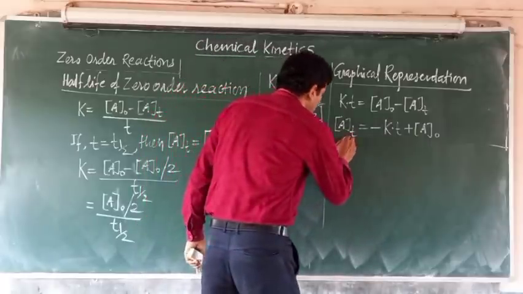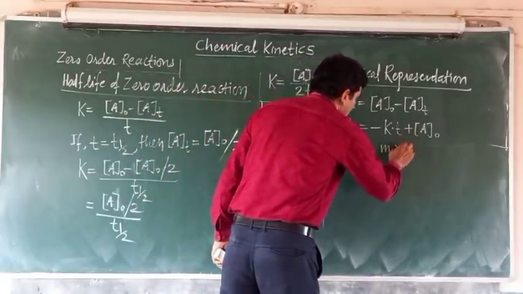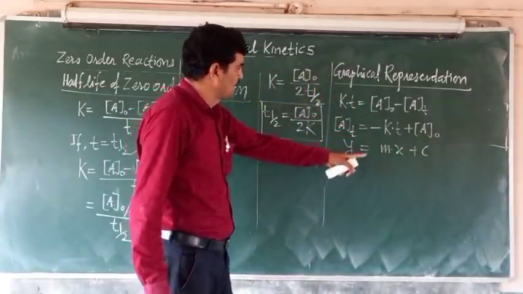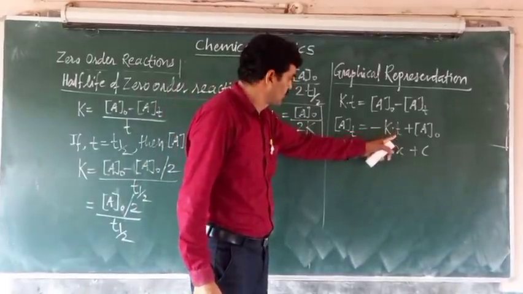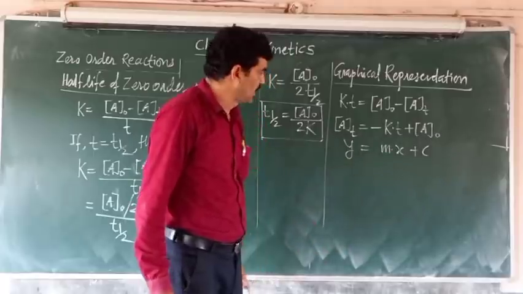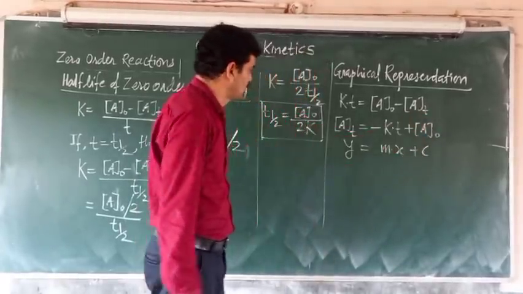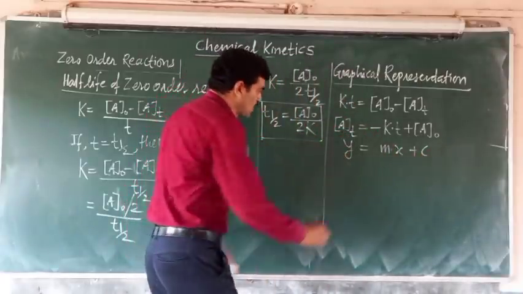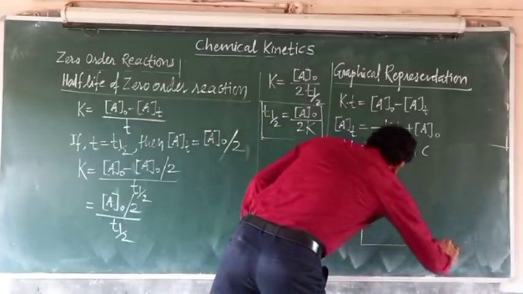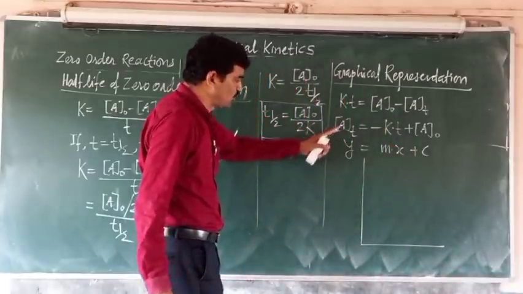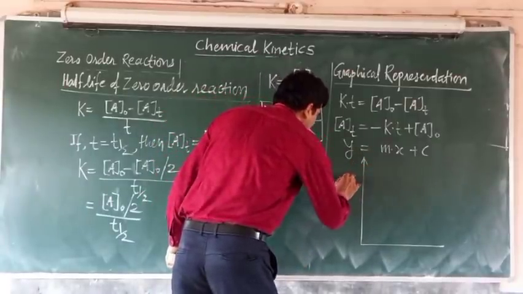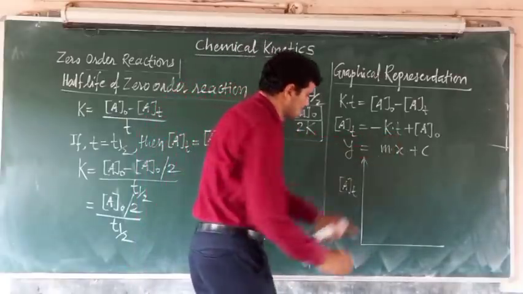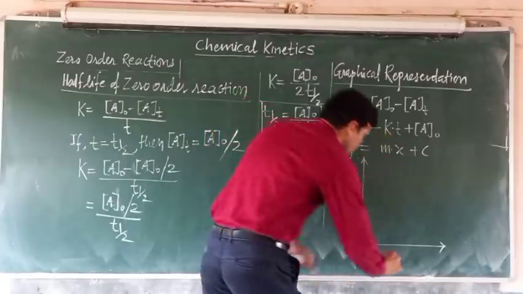Now this is the equation of a straight line, y equal to mx plus c. Here y is nothing but At, x is equal to t, m is equal to minus k, and c is equal to the initial concentration. From this equation we can plot a graph between y and x. Since y is equal to At, you can plot the graph between At on the y-axis and t on the x-axis.